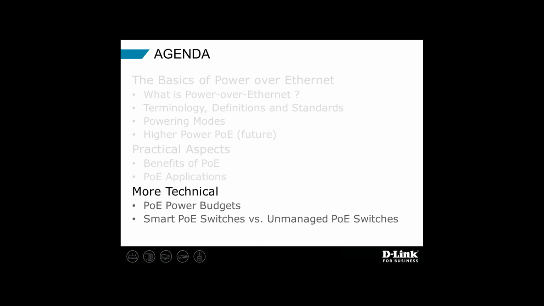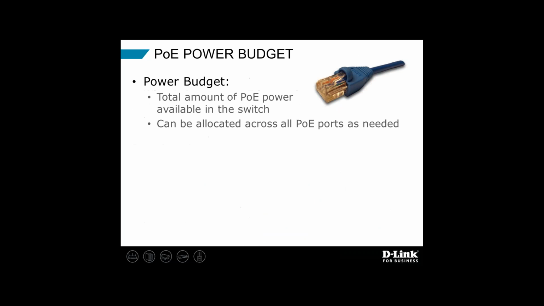Good. I'm going to go into the last section here just quickly and talk a little bit about PoE power budgets, and then talk about smart PoE switches. PoE power budget is pretty simple, actually. It's the total amount of PoE power available in a PoE switch. And this power can be allocated across all PoE ports as needed.